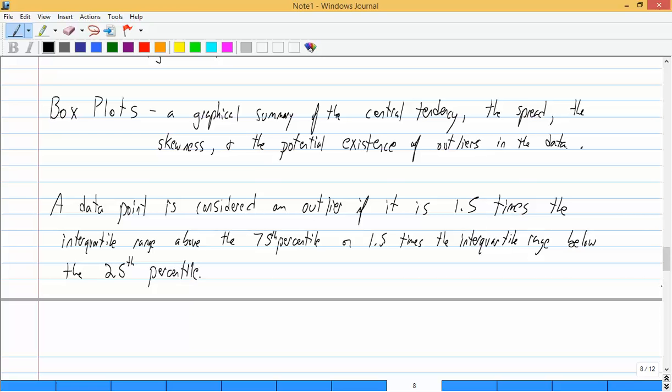So you have to keep in mind what the interquartile range is. You have to be able to find that in order to figure out if a data item is an outlier. So remember, the interquartile range is Q sub 3, or the third quartile, minus the first quartile. So if you take that, say, times 1.5, if a data value is that much above the 75th percentile, or that much below the 25th percentile, then it is an outlier.